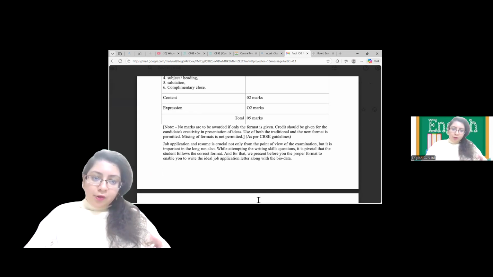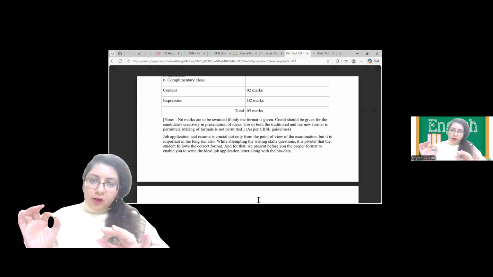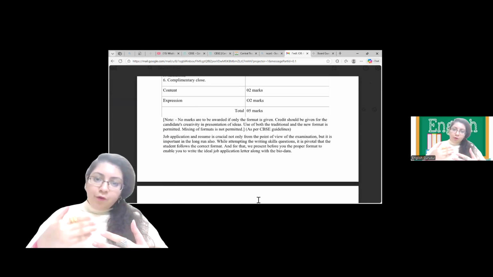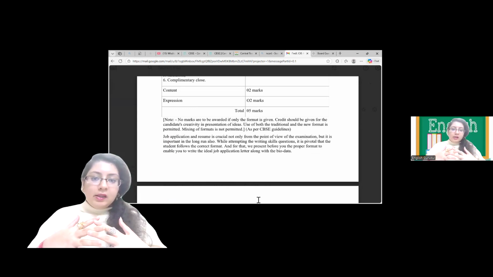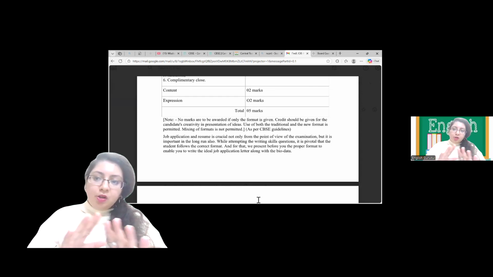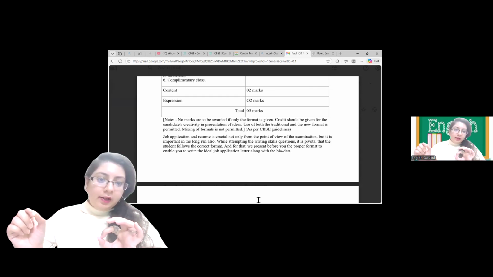You have to note that no marks are awarded if only the format is given. Credit should be given for the candidate's creativity in the presentation of ideas, so you have to be creative enough. You have to use both the traditional and the new format that is permitted. Mixing of formats is not allowed as per CBSE guidelines.